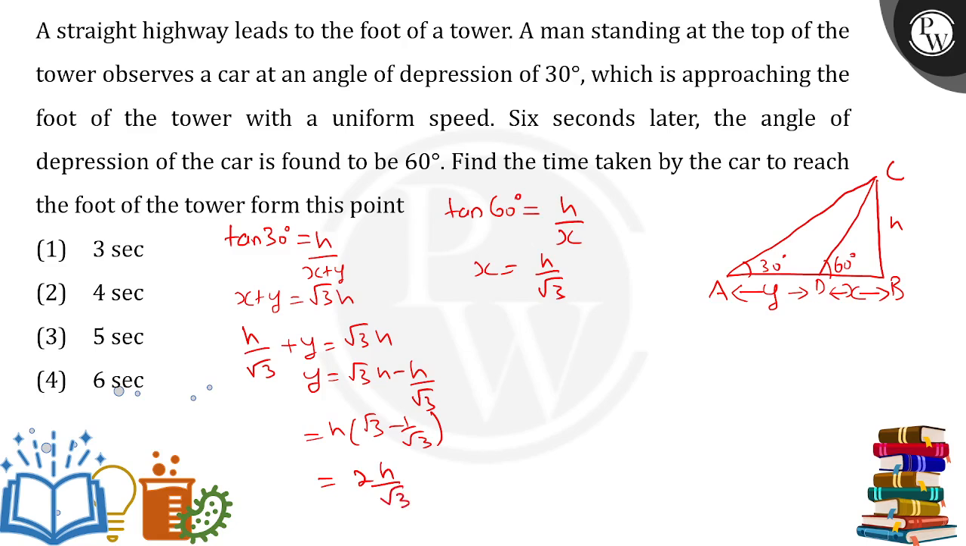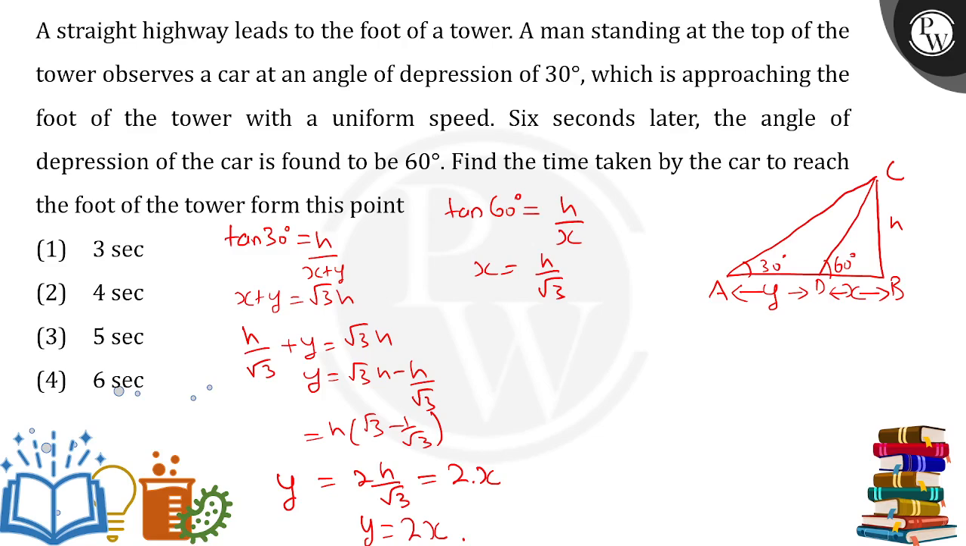Don't you think we were having the value of x as h upon root 3? So basically this is 2 into x. We have the relation of x and y. Y is equal to 2 times x. Let me write it also. Y is equal to 2 times x. How would this help? Now observe over here.